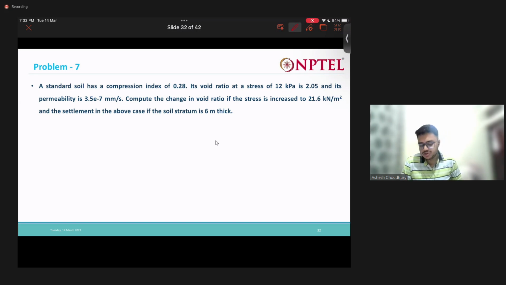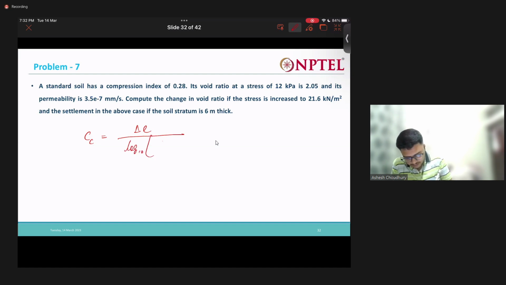First, what you need to do is determine the void ratio if the stress is now increased to 21.6 kPa. Then we also have to calculate the settlement, where the thickness of the clay stratum is 6 meters. So what is the relation for compression index? We just used it. Cc is equal to delta e by log of sigma 2 by sigma 1.